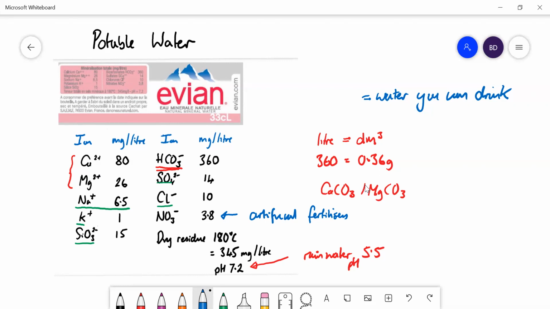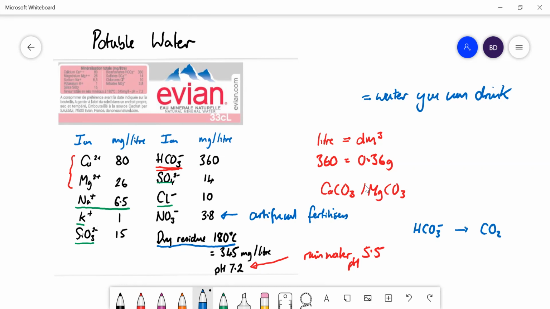Okay, finally, you'll also see on the bottle there, normally it says dry residue at 180 degrees C. That means when you evaporate all the water, what's left over? And they say at 180 degrees C there because some components will actually undergo thermal decomposition. So for example, at high temperatures, hydrogen carbonate ions will decompose, and you'll end up getting carbon dioxide and water. So you lose some of them at higher temperatures.